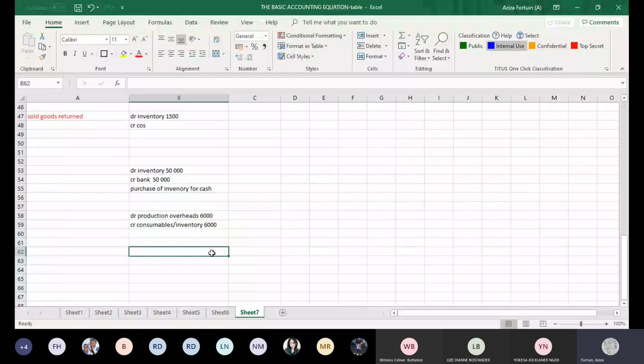Okay, Yukisa, you're on the ball. Okay, if I issue direct materials costing 150 and indirect materials of 10,000 to production, how do I do those journal entries? If I issue direct materials of 150 and indirect materials of 10,000 to production. Direct materials.